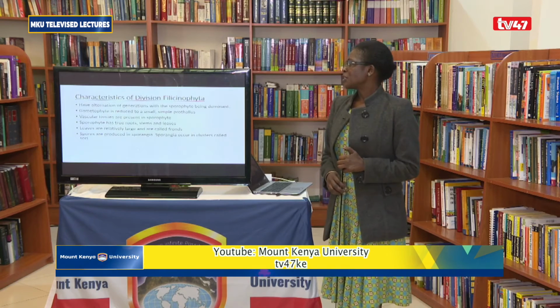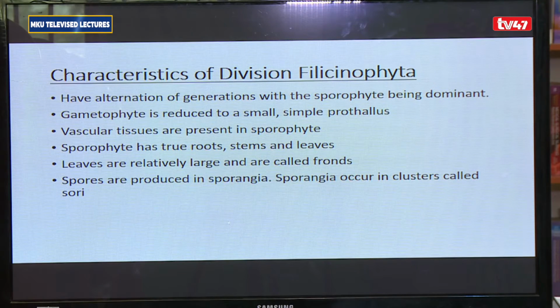Then we have division Philicinophyte. For the characteristics of division Philicinophyte, 1, they have an alternation of generations between the sporophyte generation and the gametophyte generation. But for the Philicinophyte, the sporophyte is the dominant generation. So the plant body of the Philicinophyte comprises of the sporophyte. The gametophyte is reduced, is very small in size. It is delicate, cannot survive where there is no water, and it only persists for a given period of time, and it is referred to as a prothallus.